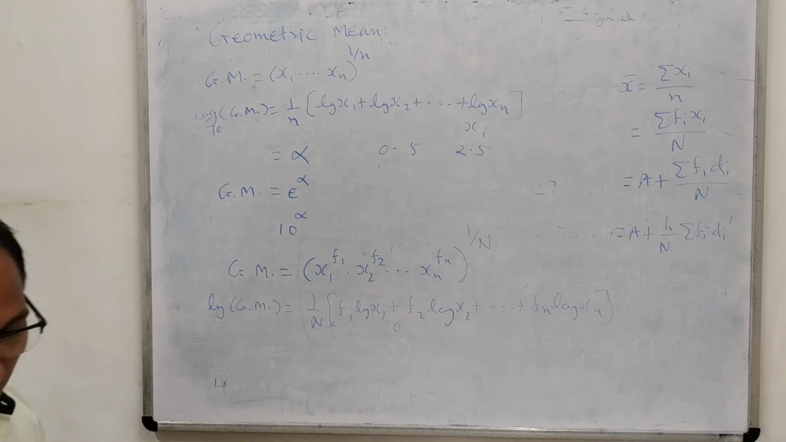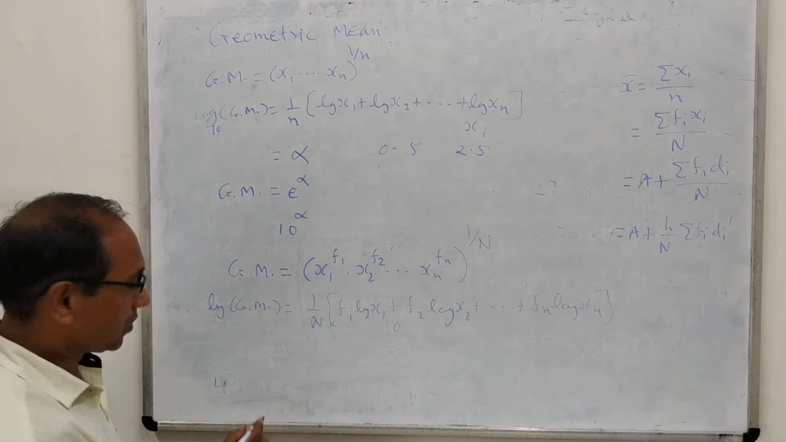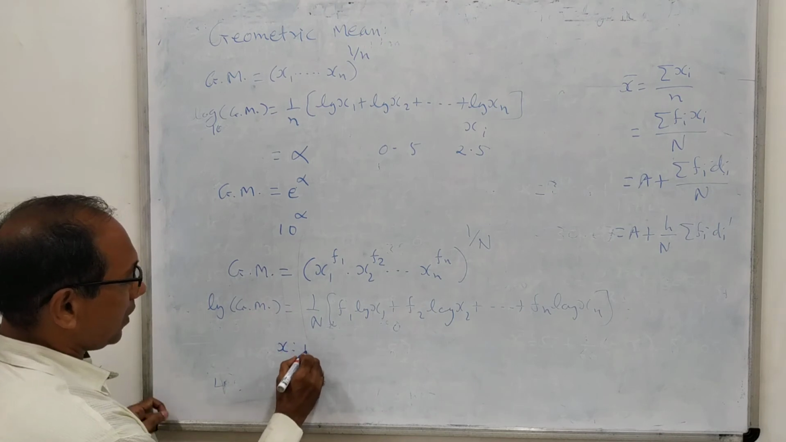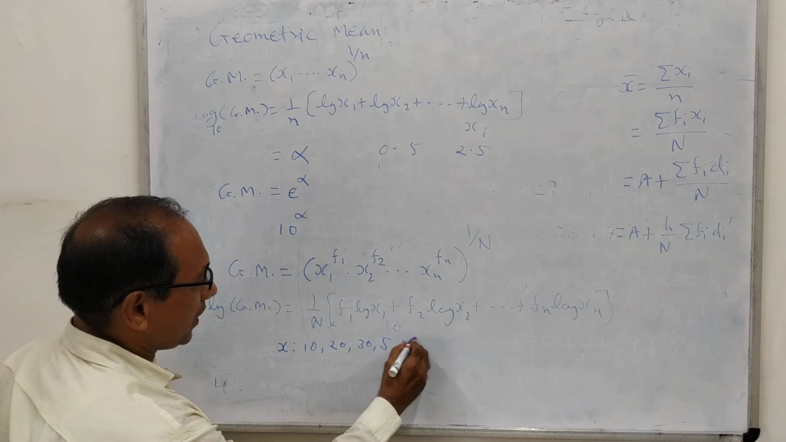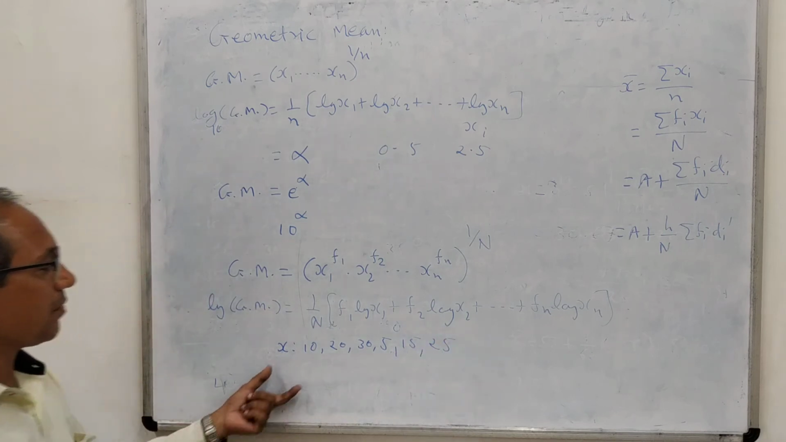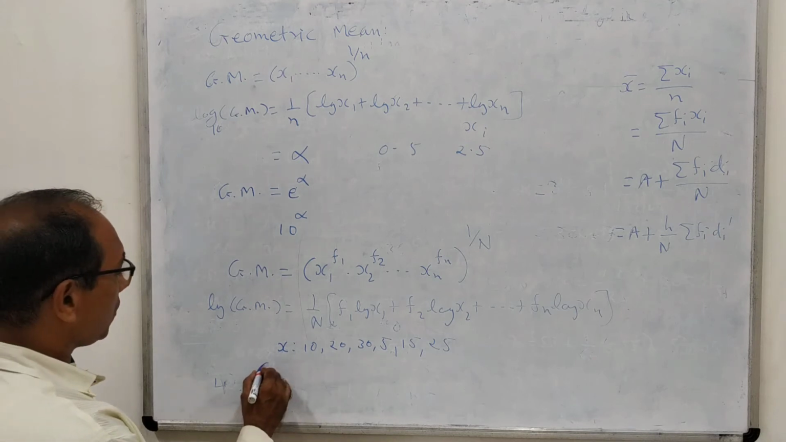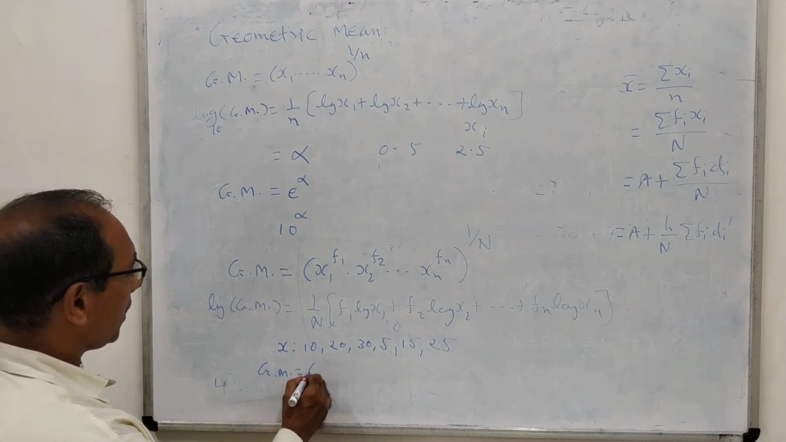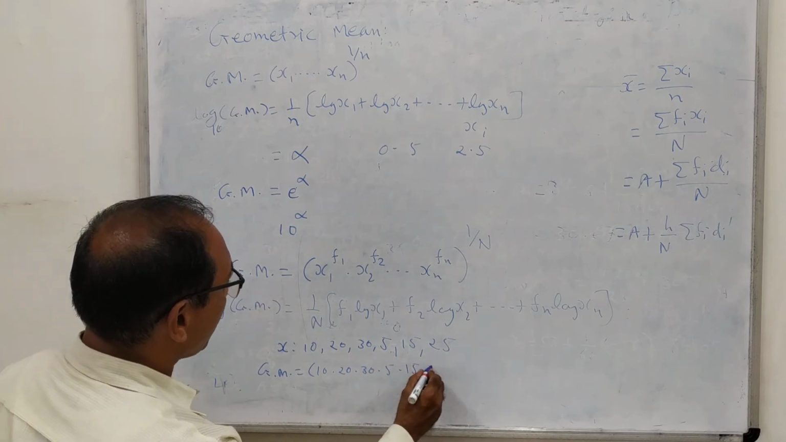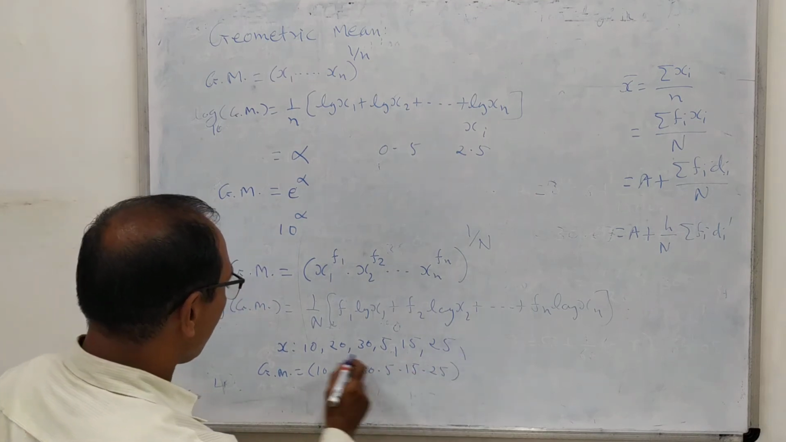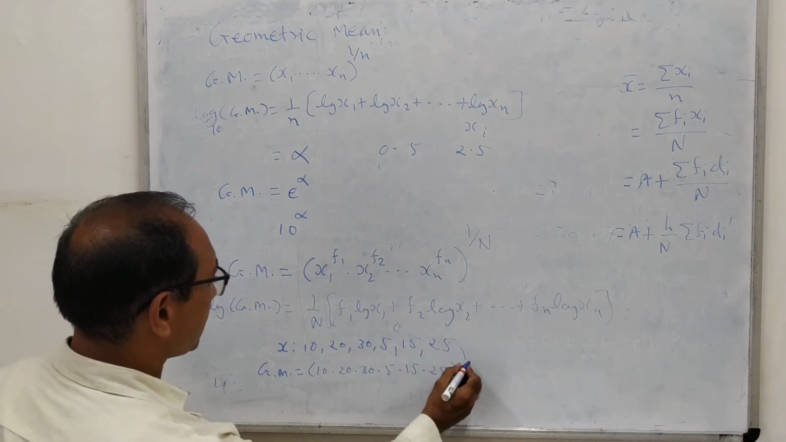So suppose we consider one example. Suppose we are given the values of x as 10, 20, 30, 5, 15 and 25. Then it is asked to find the geometric mean. You can see that this is ungrouped data. So your GM will be 10 into 20 into 30 into 5 into 15 into 25, whole raised to 1 upon the number of data. There are 6 data values.